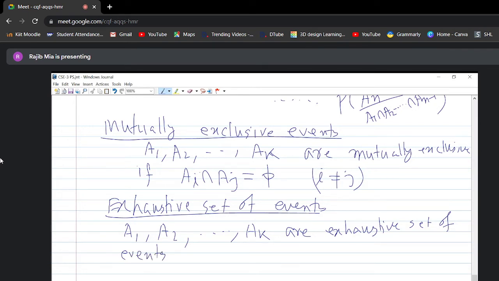Events A1 union A2 union A3, that is, if we take the union of all the events in the sample space and we get the sample space itself, that is S. Okay, A1 union A2 union A3 union dot dot union AK equals S. Then we say that these events are a set of exhaustive events.